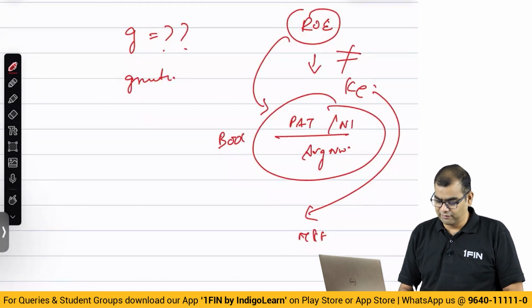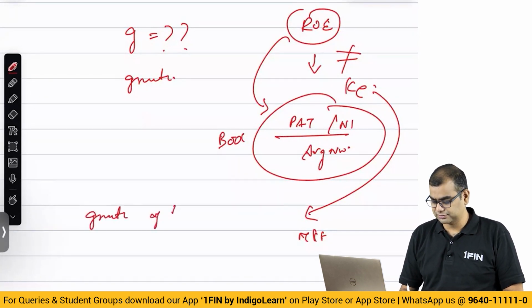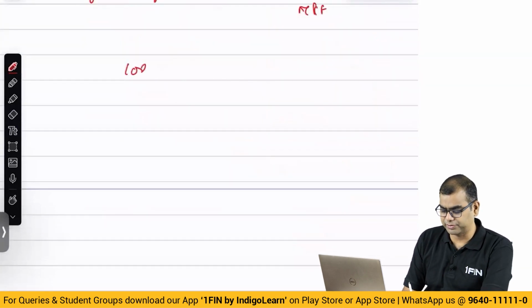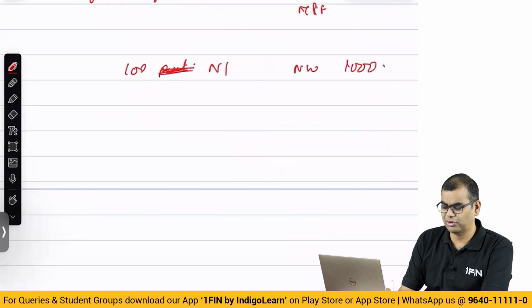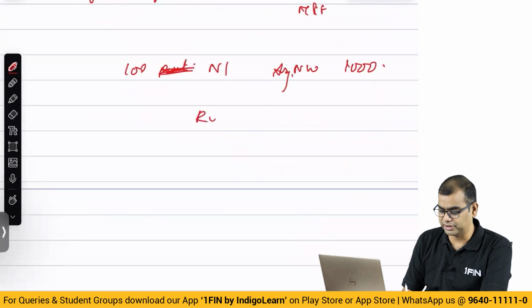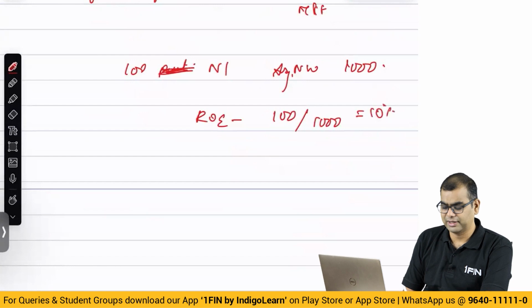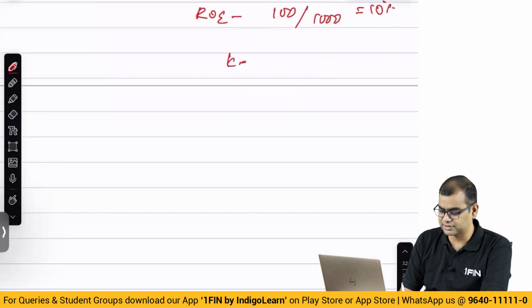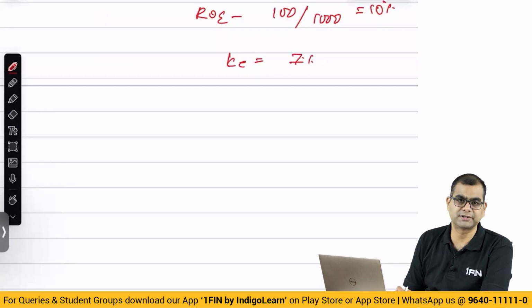Now what is the growth rate of dividend? If a company is generating, let's say, 100 rupees PAT, and let's say its net worth is 1000. Net income is 100, net worth is 1000. Let's take average net worth also as 1000. Then what is the ROE? ROE is 100 by 1000, which is 10%. Let us say we do this KE computation, and whatever KE we get, let's say some 7%. Cost of equity is 7%.